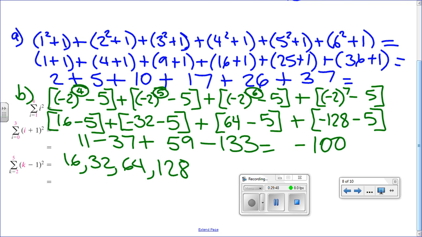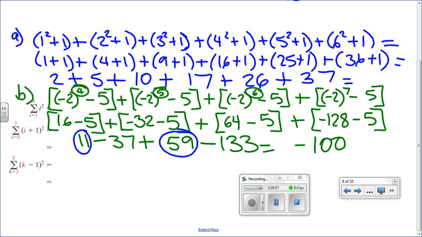It was something like negative 100. So we have positives and negatives. 11 and 59, that is 60, 70. And then we have negative... 0, we carry 1, 7, 1, like that. So it's positive 70 minus 170, so it's negative 100.